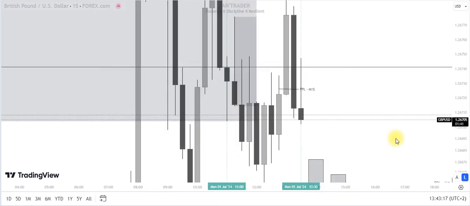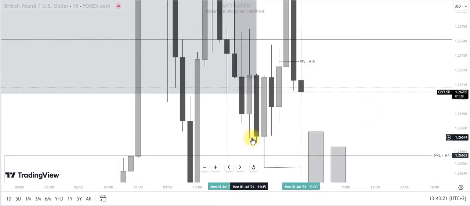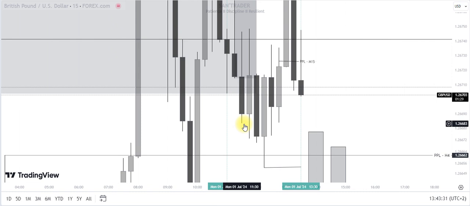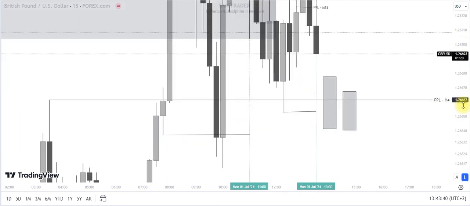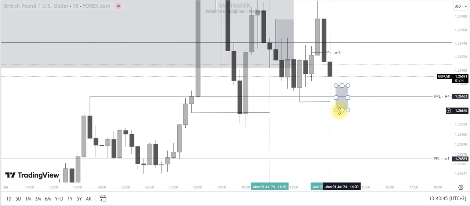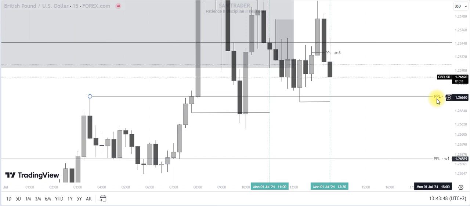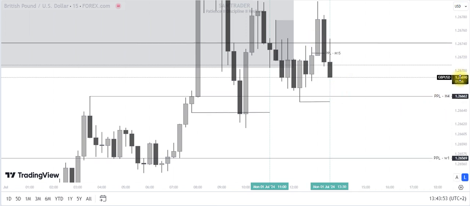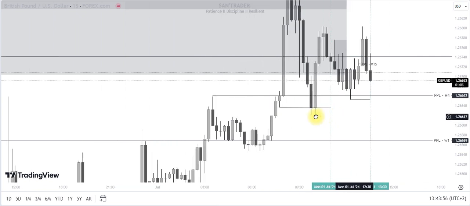You can go here, right? So this is also your PPL. When price is close to this one, that will be your PPL. This is your PPL, right? You can stretch that in time. So if we close below this one, this H4 PPL, then I can take shorts. So this is how we use PPL.